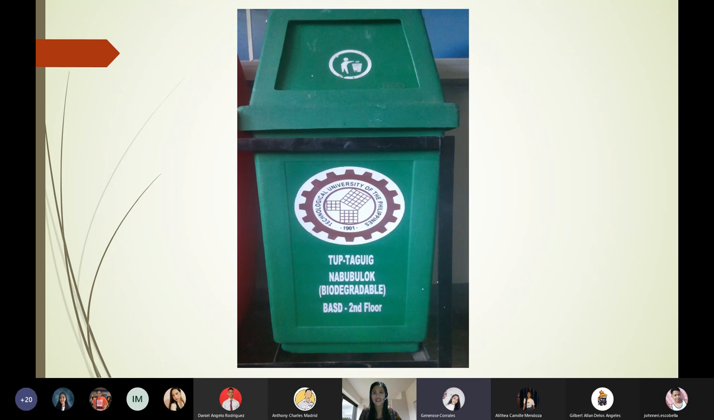Very good. Okay, that's one thing that I have seen also. Yun din yung pagkakaintindi ko when I see that TUP Taguig nabubulok. So, some spaces, okay, after the word TUP. And actually, even if you don't put the TUP Taguig there, there is a big logo on top of it. Tama ba? So, kahit wala na yung TUP Taguig na word, or pwede rin naman nating tanggalin yung logo, ilagay natin TUP Taguig on top of it, and then spaces, and then sa ilalim, nabubulok or biodegradable under the Basic Arts and Sciences Department, second floor.